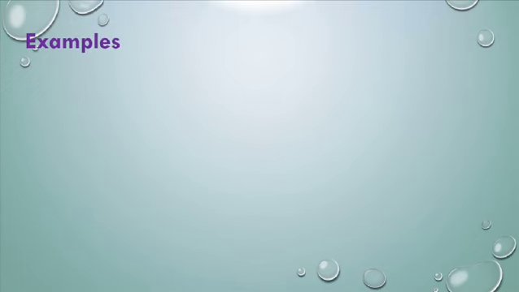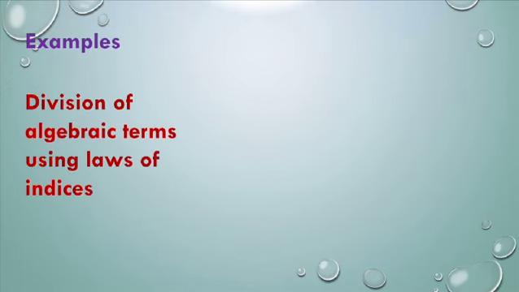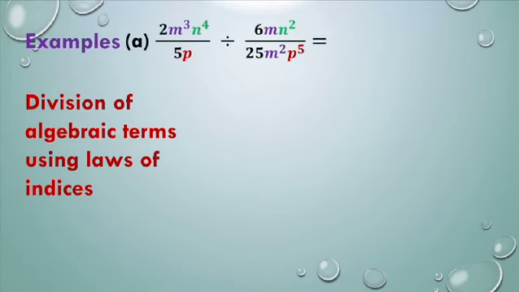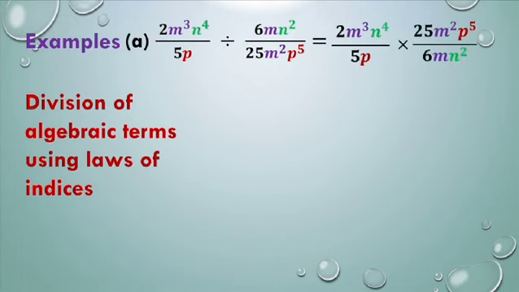Now we move on to some more examples, but this time we are going to use the laws of indices. So 2m power 3 n power 4 over 5p divided by 6m n squared over 25 m squared p power 5. So division means multiplication by the reciprocal. So we have 2m cubed n power 4 over 5p times 25 m squared p power 5 over 6m n squared.